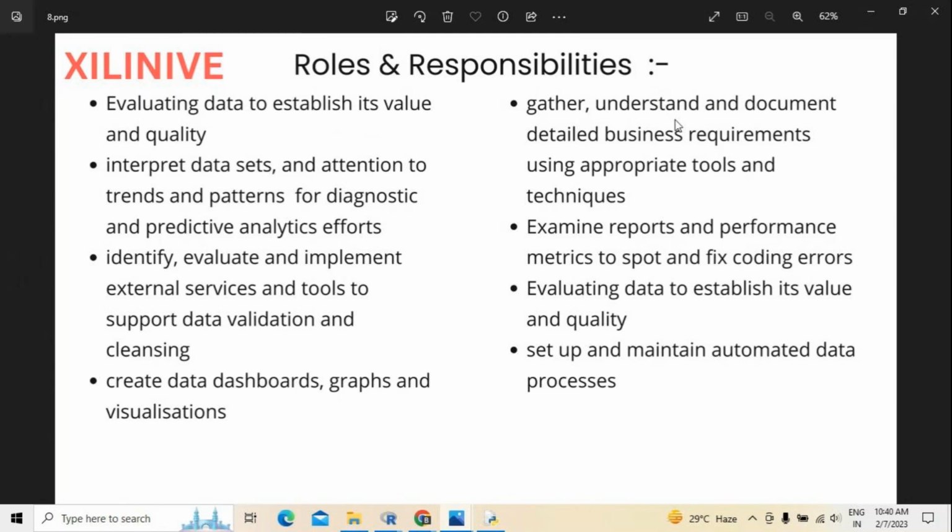What is that we have discussed earlier? This point we have discussed already. At the same time, setting up and maintaining automated data processes is also one of the responsibilities.